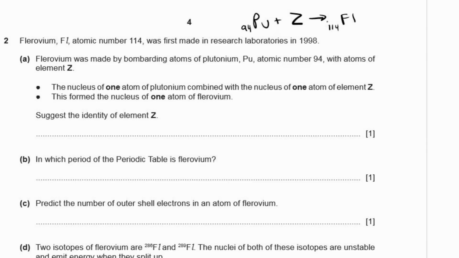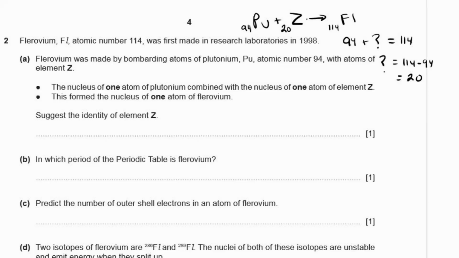Okay, as you should know, the atomic number and the mass number, they're always conserved in reactions. Okay, so we have 94 plus something equals 114. So something equals 114 minus 94, which equals 20. So Z, element Z, is element 20.